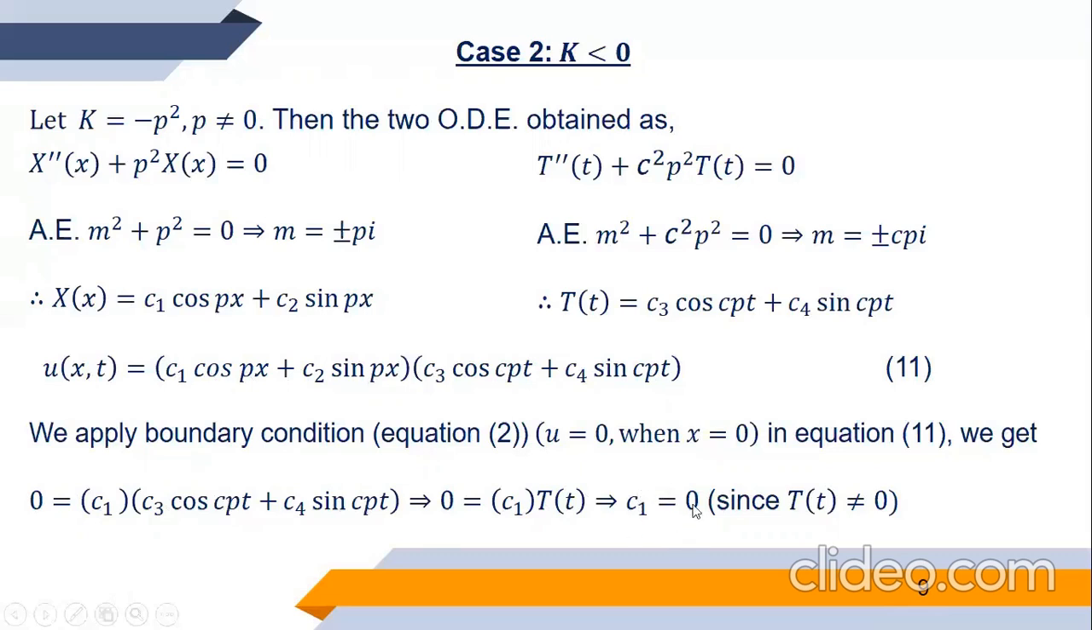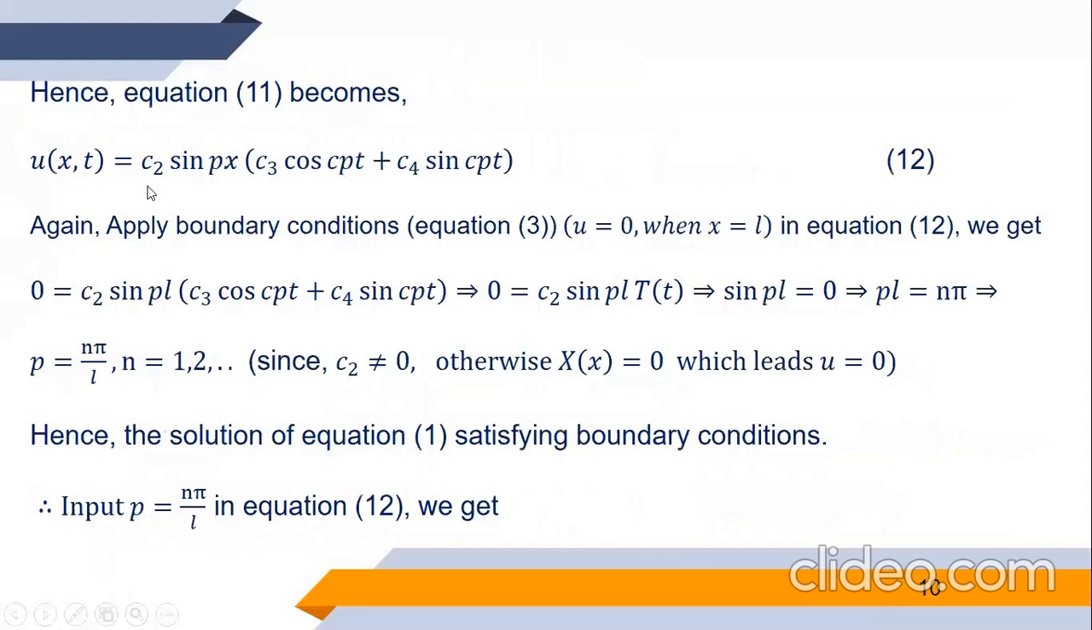So we input c1 is equal to 0 in equation 11. Then 11 becomes u(x,t) is equal to c2 sin px, times c3 cos cpt plus c4 sin cpt. We call this equation 12.